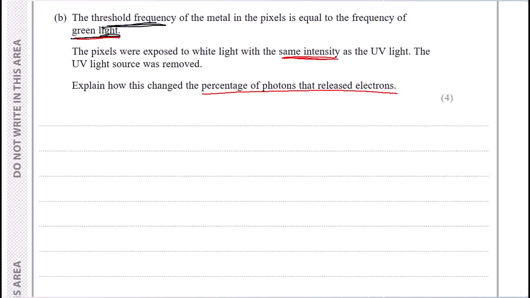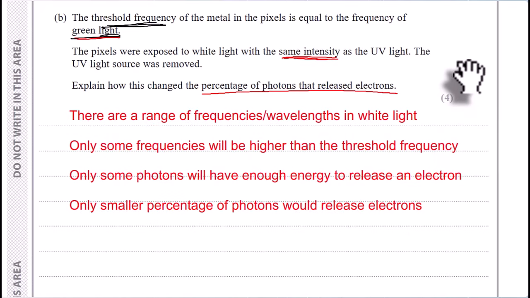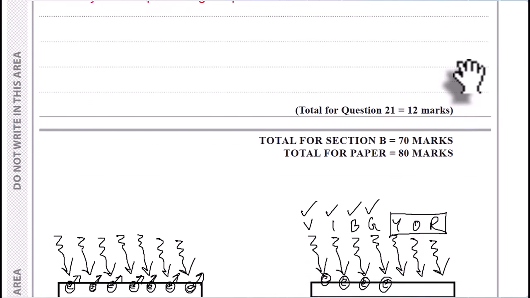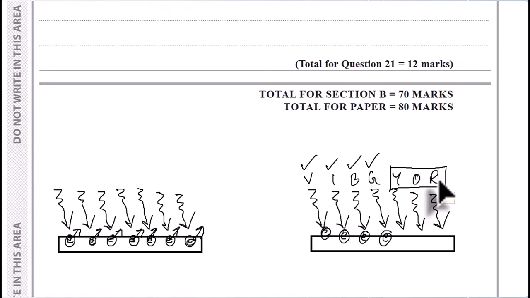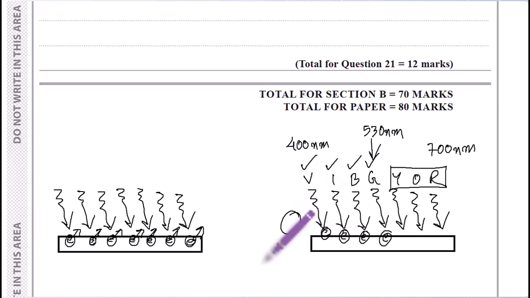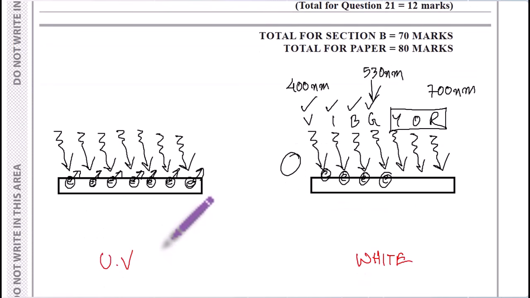Now let's look at the marking points. There is a range of frequencies and wavelengths in white light, as we just saw. I also recommend you memorize the range of wavelengths. Violet corresponds to 400 nanometers, red corresponds to 700 nanometers, and green is around 530 nanometers. If you have these reference values memorized, it becomes easier. Anything less than 400, let's say 300, would definitely fall into the UV region.